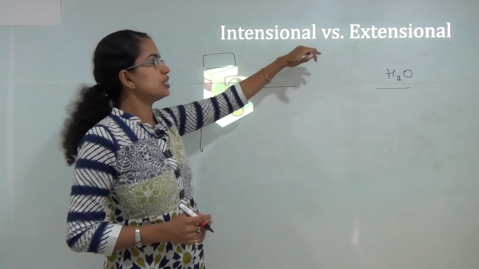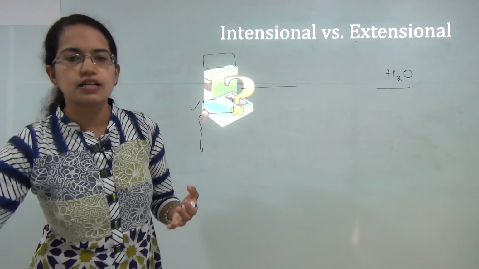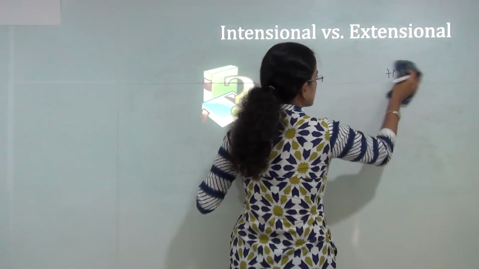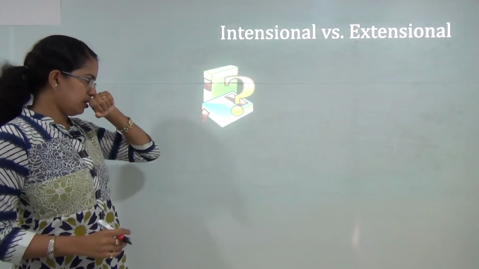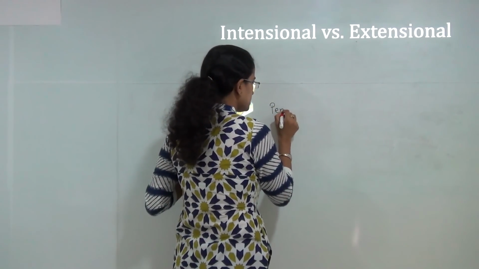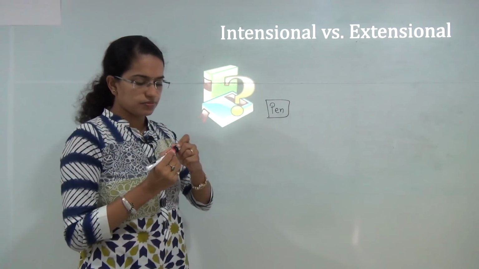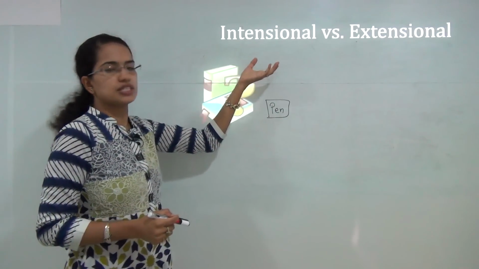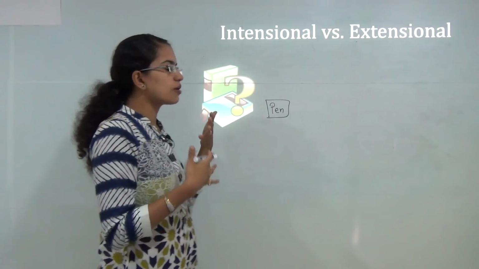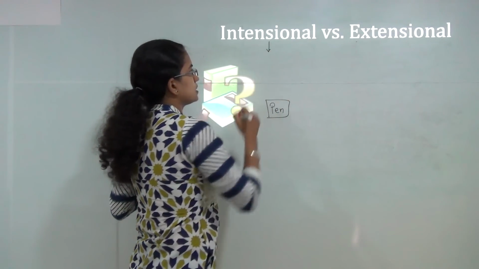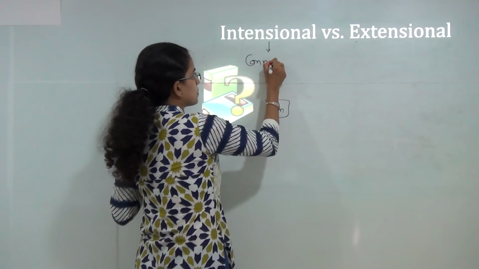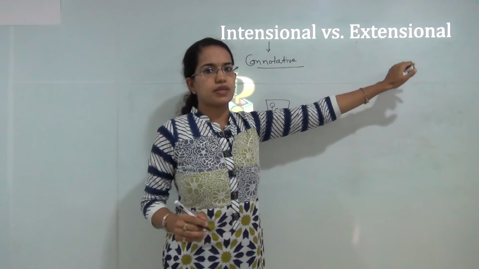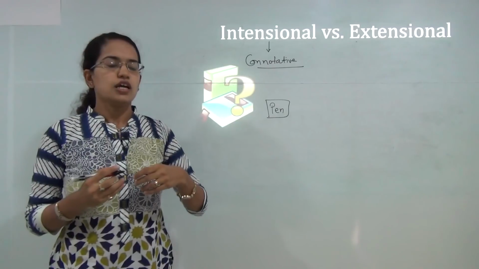So you have intentional versus extensional. Now when I say intentional versus extensional, what does it mean? Intentional means I am trying to explain the features of something. So for example, I have a pen here. What I am trying to do is just explain the feature of this pen, that this is an object which is used to write. So that is a kind of intentional definition, or a definition which incorporates its features. So this definition would lead to connotative demarcation of something.